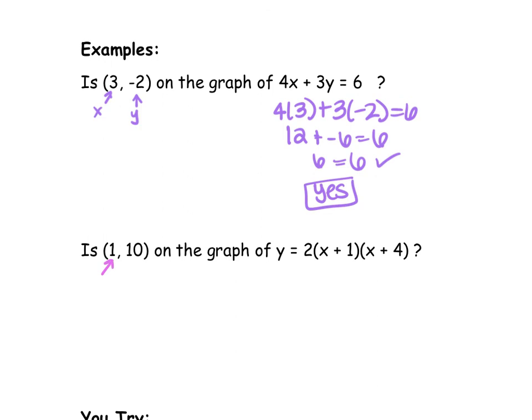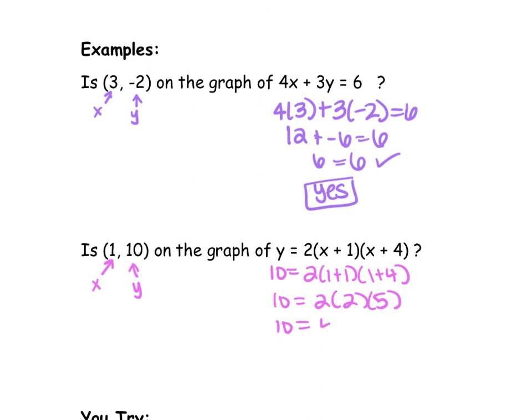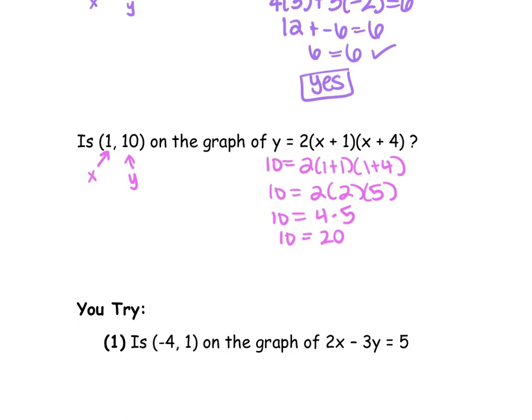Let's look at the next one. x equals 1, y equals 10. Is that point on the graph? We're going to plug in 10 for y and 1 for x. So 1 plus 1 is 2, and 1 plus 4 is 5. 2 times 2 is 4, times 5 is 20. Does 10 equal 20? It does not. So no, the point (1, 10) is not on the graph of y equals 2 times (x plus 1)(x plus 4), because it does not make the equation true.